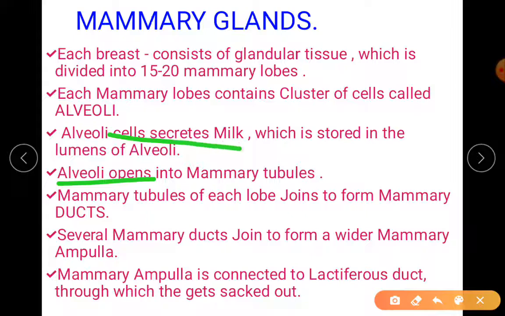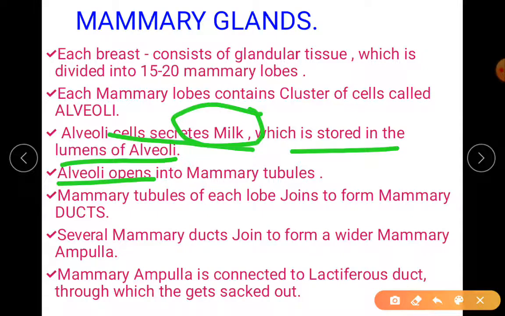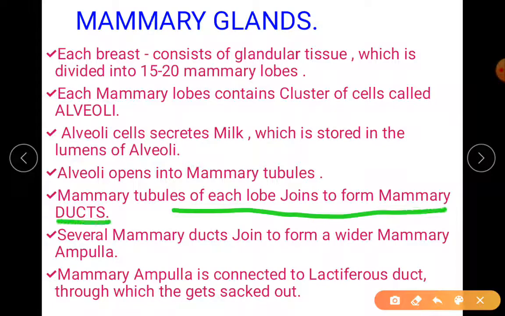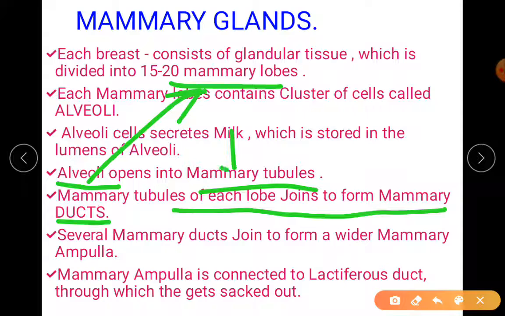Alveoli secrete milk, which is stored in the lumens of alveoli. As soon as it is secreting, it synthesizes and secretes, so it will first be stored in the lumens of alveoli, and when it is sucked by the young one, the alveoli open into the mammary tubules. Mammary tubules of each lobe join to form mammary ducts. I hope it is clear. From the mammary lobes, tubules come out. So the alveoli present inside the lobe secrete milk into the mammary tubules.